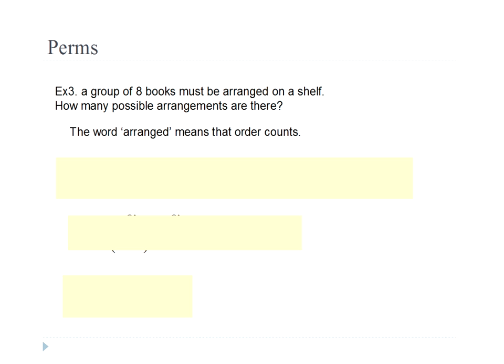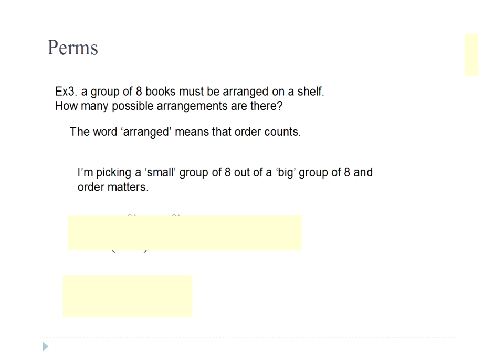But here what we are doing is we're arranging them. So we're trying to put them in order. And so alphabetical order would be one way, reverse alphabetical order would be another way. It's all the same books, but there are 2 different ways, for instance. So let's take a look. Our big group is 8, and we're picking a small group of 8, and the order matters. So this is a permutation. So I'm going to have 8p8.